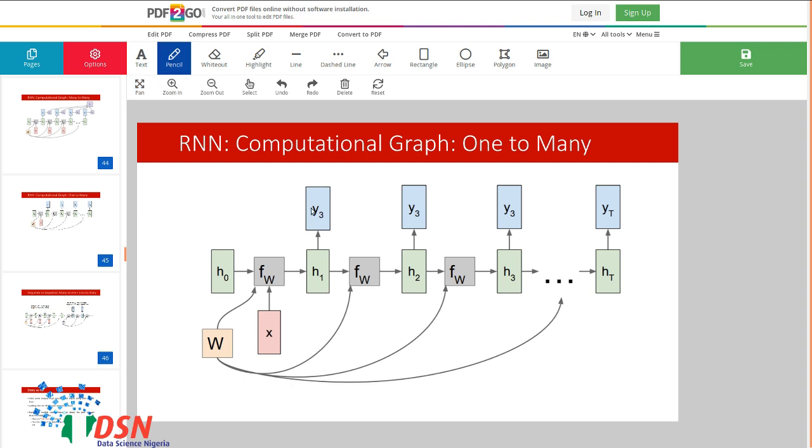And for one to many, we could have something like this. We have just an input in the first time step. Then we have just hidden states that determine the output. So this is one to many.